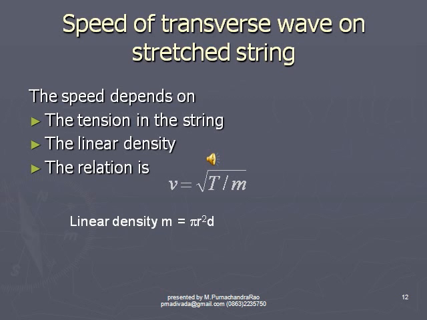If at the end of a string a mass capital M is attached, then Mg becomes the tension. And the linear density is given by small m is equal to pi r square d, where r represents the radius of the wire and d represents the density of the material. So using the values of tension and linear density, we can calculate the speed of transverse wave on a stretched string.